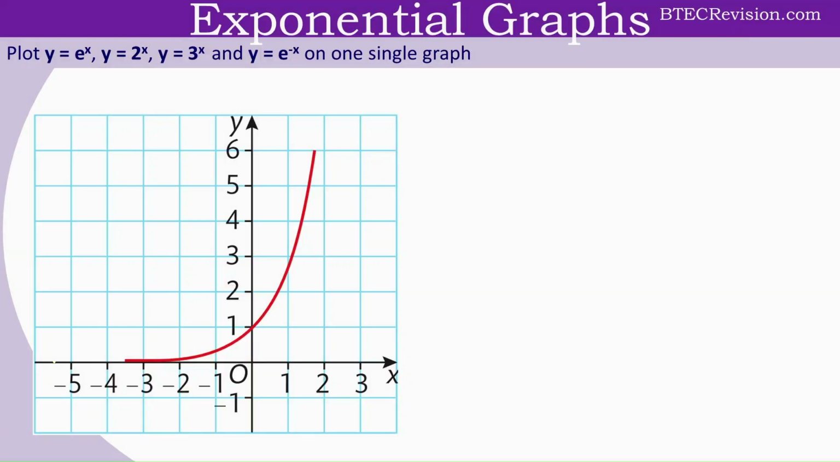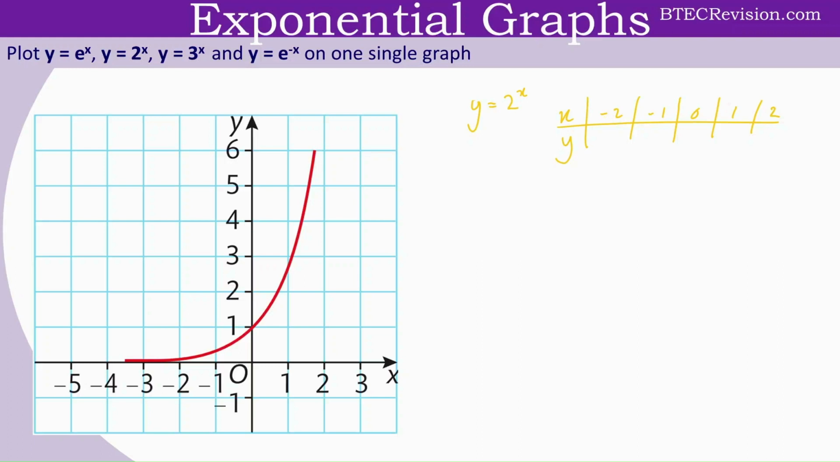We have already plotted y equals e to the power of x. So we can move on to the second, y equals 2 to the power of x. And we can work out the values for y by plugging the x values of -2, -1, 0, +1, +2 into the equation to work out the values for y.